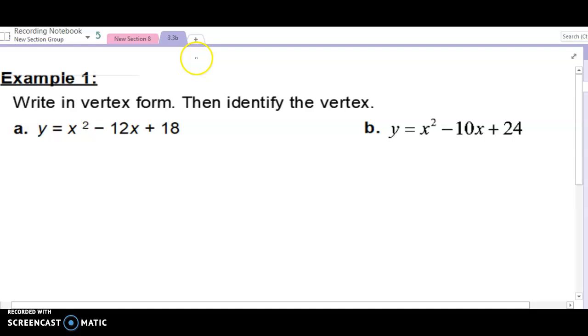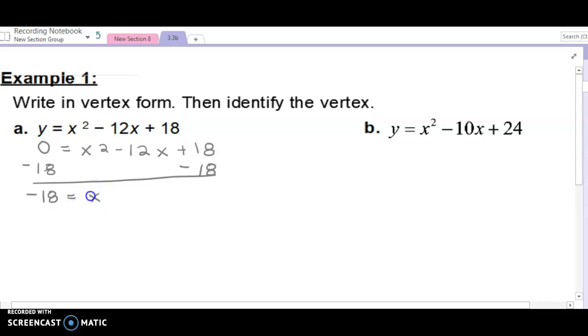Okay, what we're going to do is we are going to complete the square and then kind of move things around at the end. So think of this for now as 0 equals x squared minus 12x plus 18. Now, like yesterday when we wanted to complete the square, we would move the 18 to the other side. So we're left with negative 18 equals x squared minus 12x.